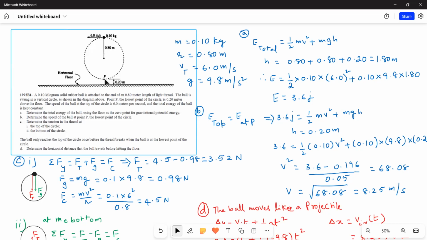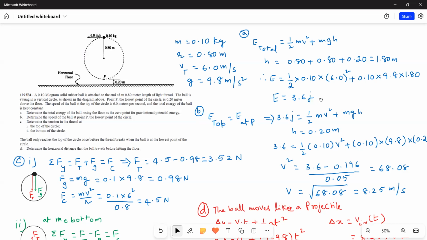Next, we have to calculate the energy at P, and from there, calculate the velocity at P. What we do is consider the law of conservation of energy. According to the law of conservation of energy, the total energy of the system is conserved. So the energy at the top is equal to the energy at P.